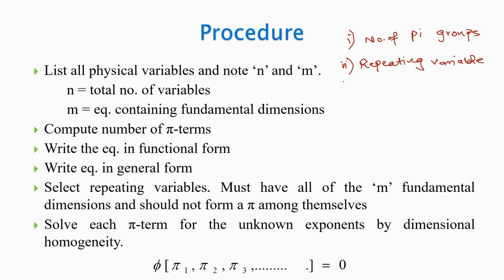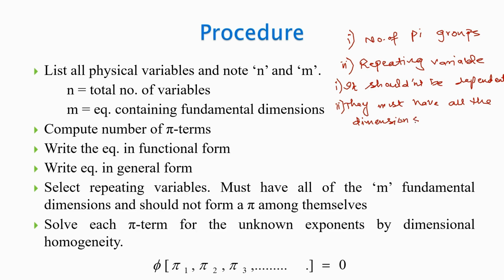So the first condition to select a repeating variable is that it shouldn't be a dependent variable. So in repeating variables, a dependent variable should not be included. It can never be included in the repeating variables case. The second is they must have all the dimensions.